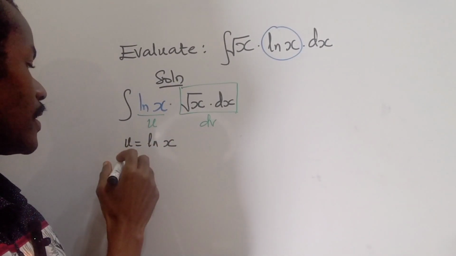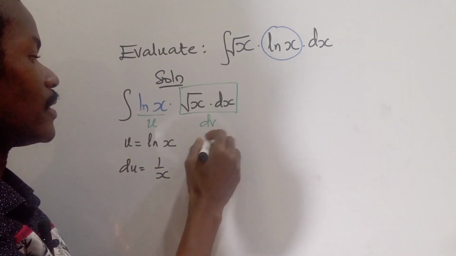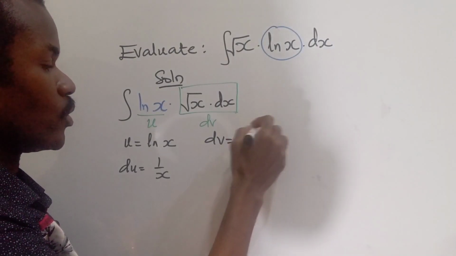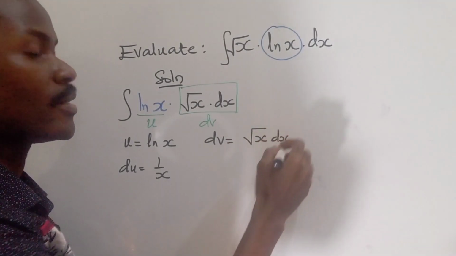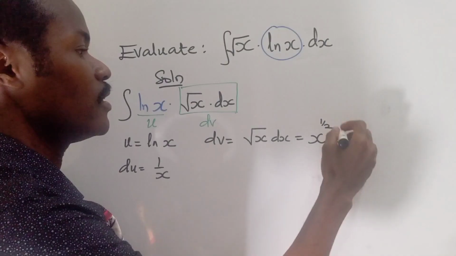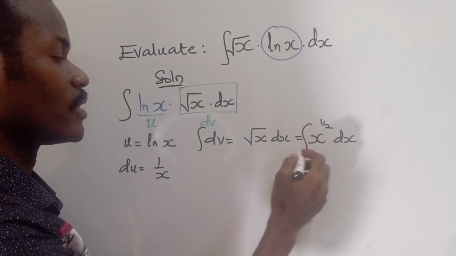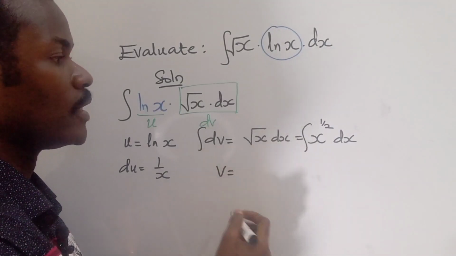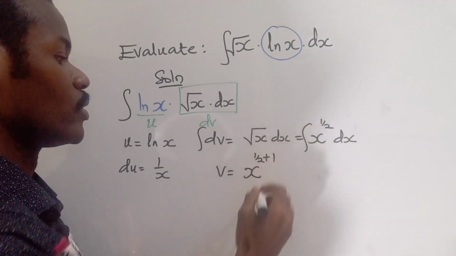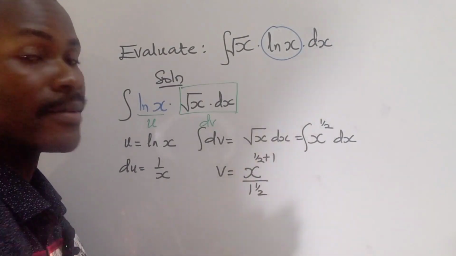Since we have our u as this, I have u is equal to the natural logarithm of x. I can have my du as 1 over x. Since we have dv as the square root of x dx, which also means x to the power of half dx, I can find v by taking the integral of both sides. So v is simply the integral of this: we are going to add 1 to the power and divide by the new power.